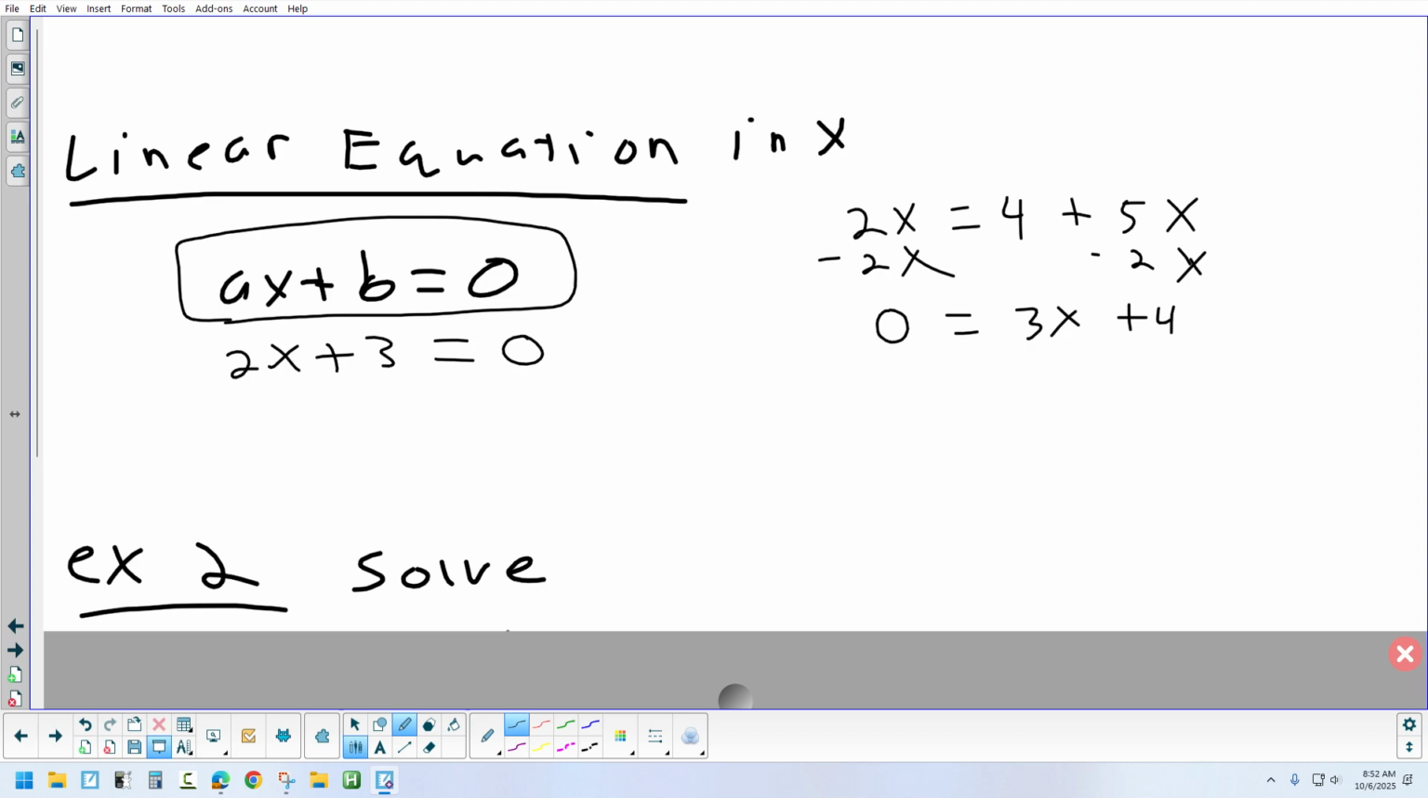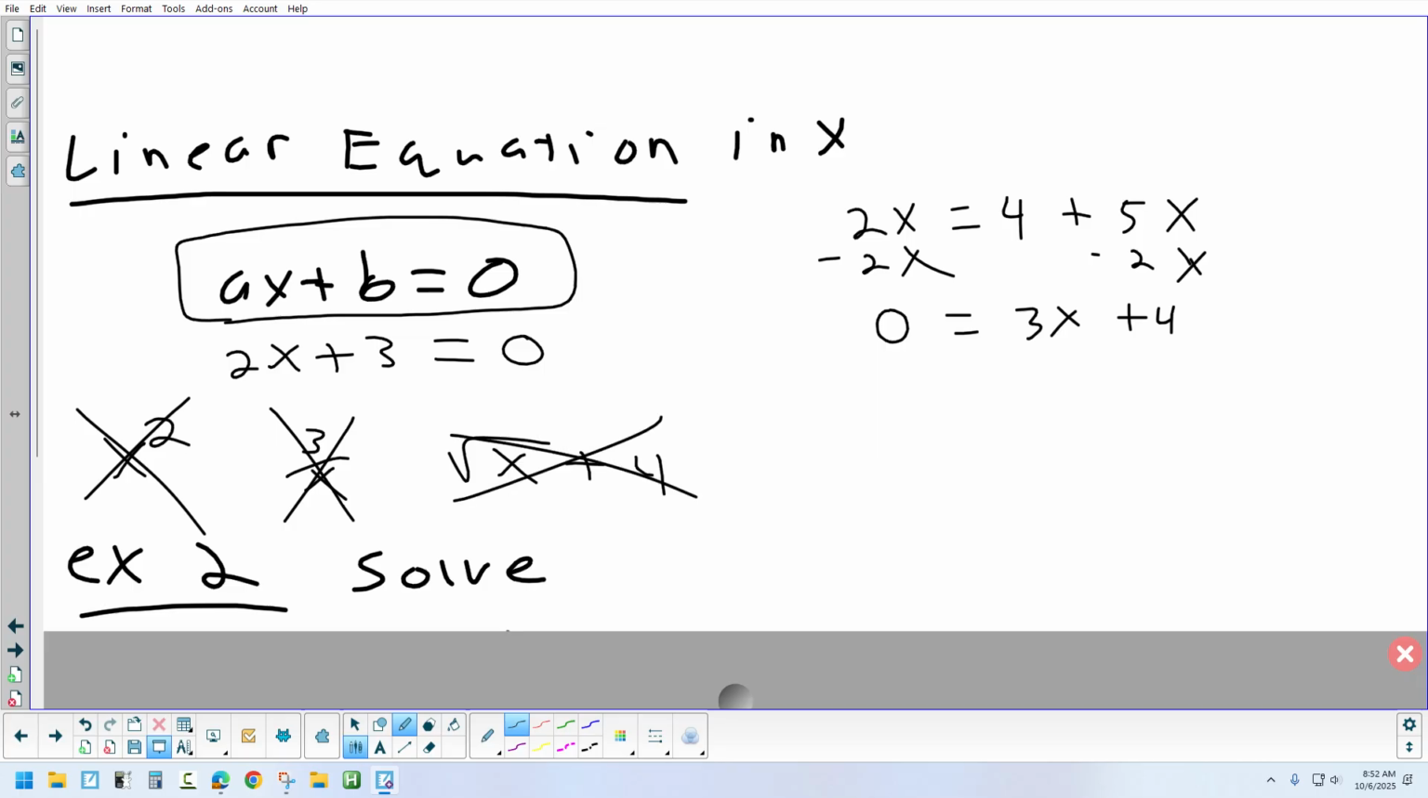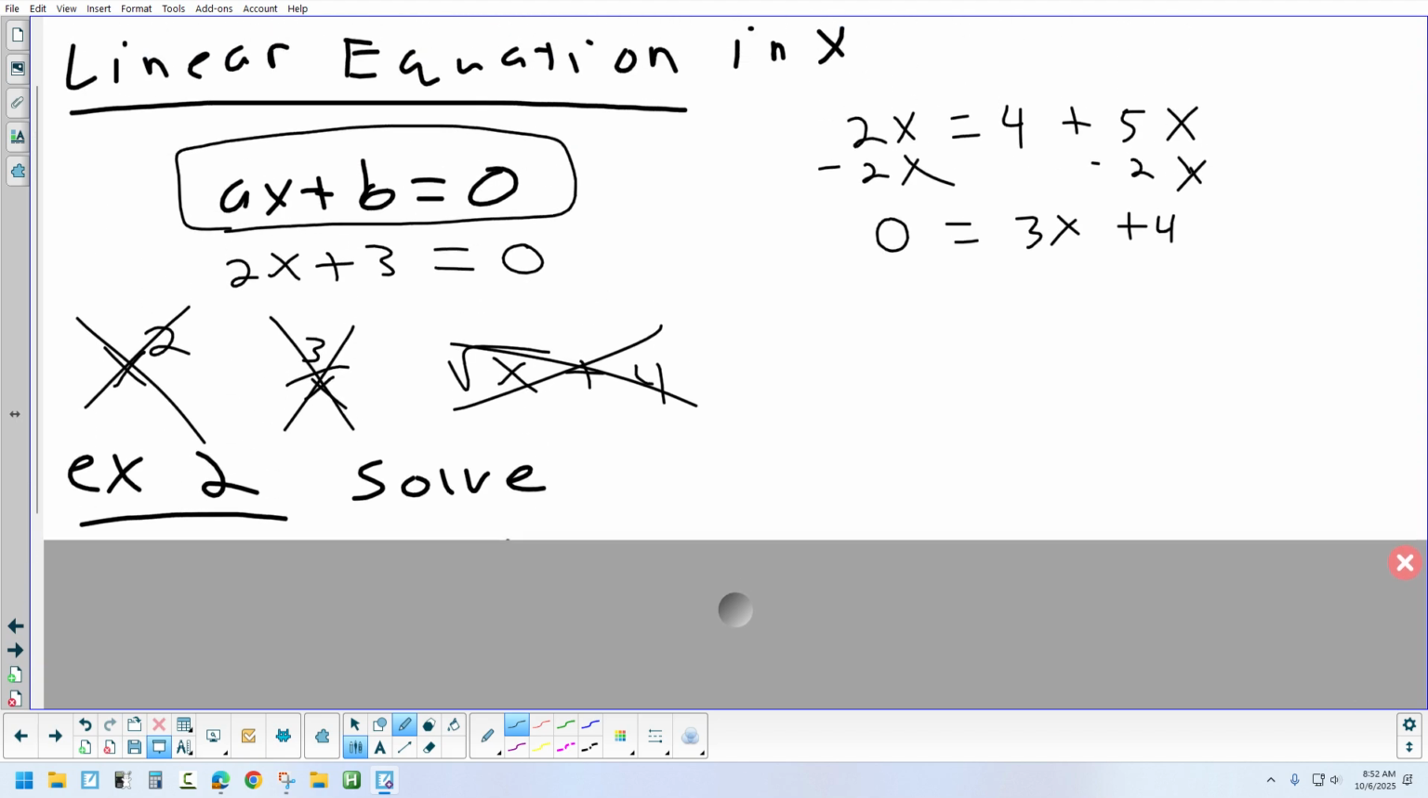So you cannot have anything with like x to the second power. That would make it quadratic. You can't have anything with letters in the bottom of a fraction. That would not be linear. You can't have like a square root of x plus 4. Nope, square roots, that's not linear. Okay, it can only be an x to the first power, and then plus or minus a number. So I can put a minus there as well.